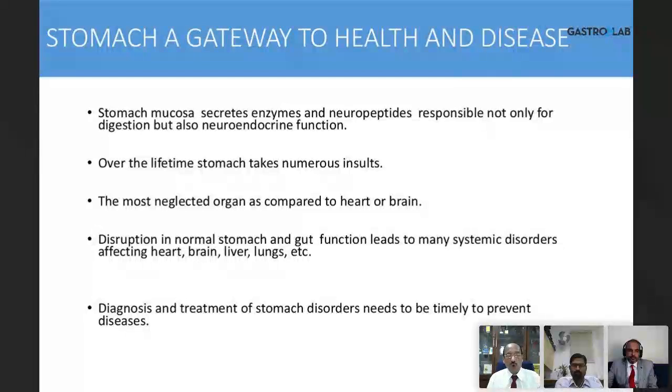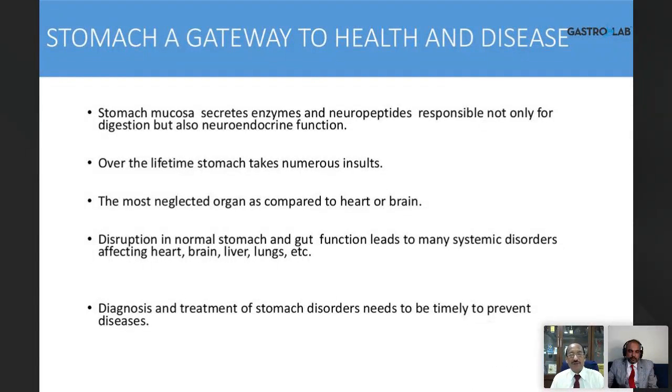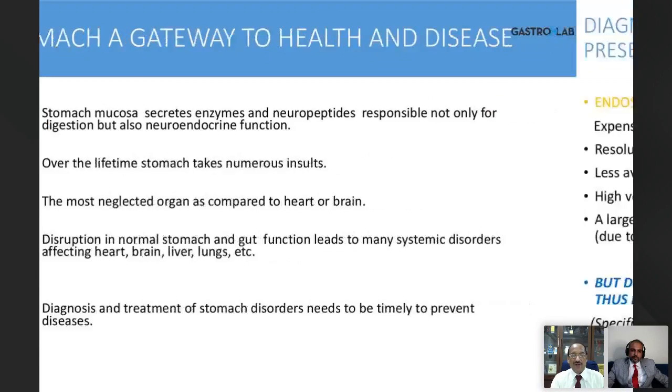How can we know more about the functions of the stomach so that we can protect the stomach and the patient? Because the stomach is a gateway to health and disease, because a stomach dysfunction can lead to systemic disorders which can affect the heart, brain, liver, and lungs. So we need to do timely diagnosis in order to effectively treat and protect the human body.